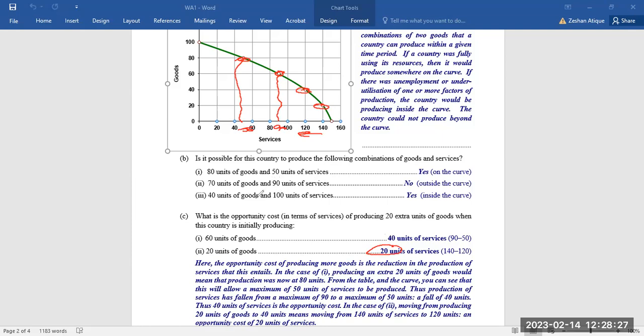So this opportunity cost is the cost of producing more of one good when you are willing to sacrifice some of the other good. If you want to produce more of services, you can only do that if you produce less of the goods. If you want to produce more of the goods, you have to produce less of the services.